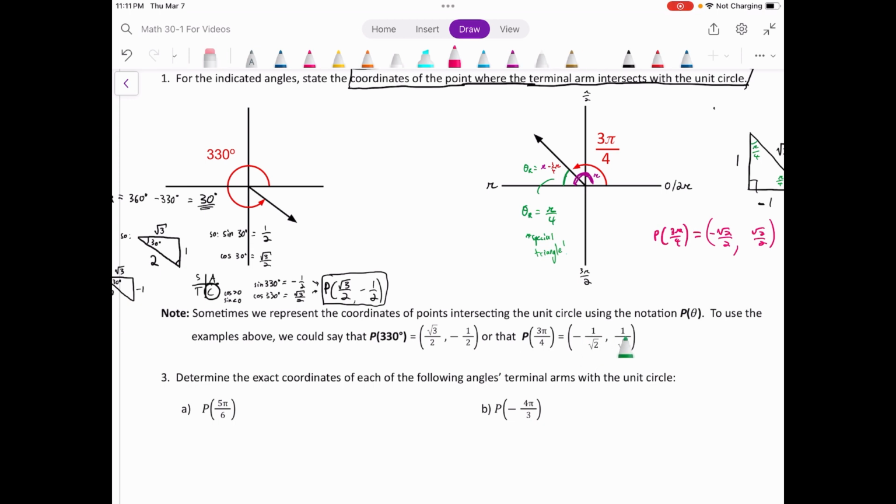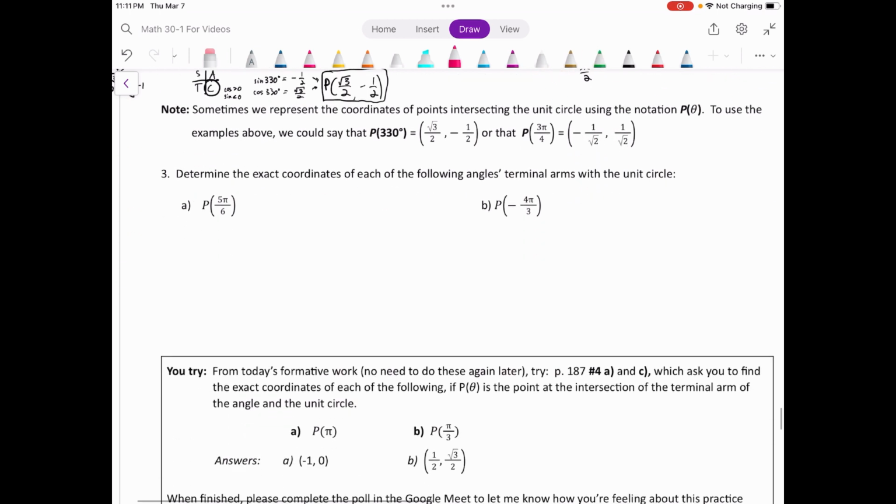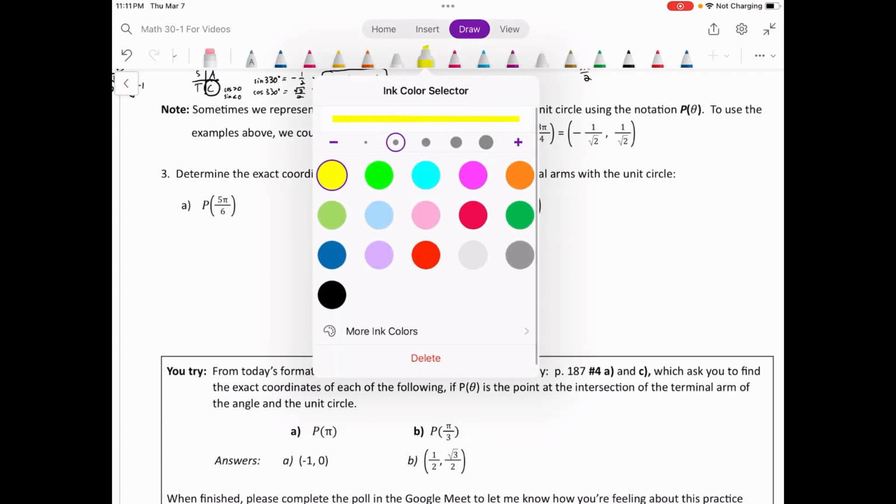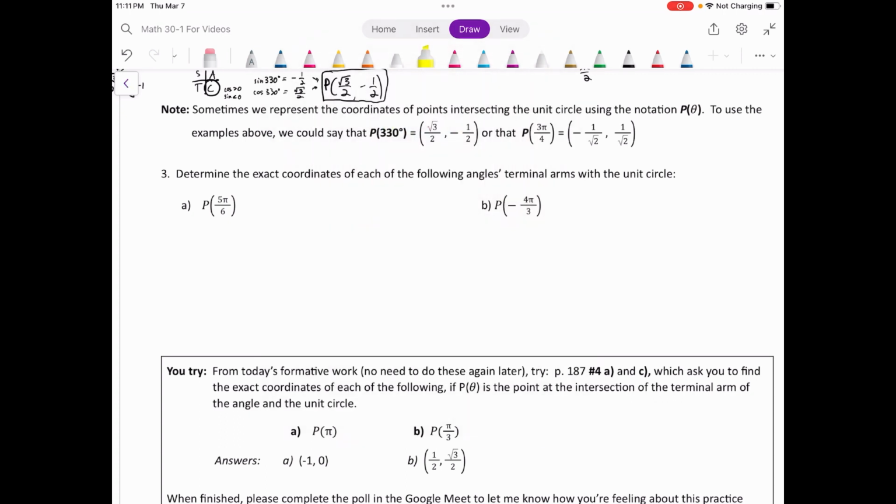Ooh, I didn't rationalize my denominators there, but that's the idea, okay? So let's just try that out. More practice with this stuff, but also looking at that way of saying it. So determine the exact coordinates. Exact means no rounding, no decimals, right?